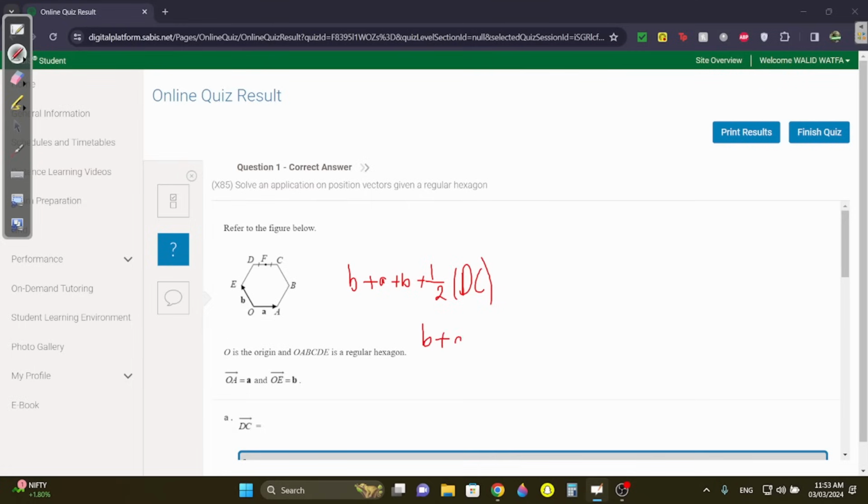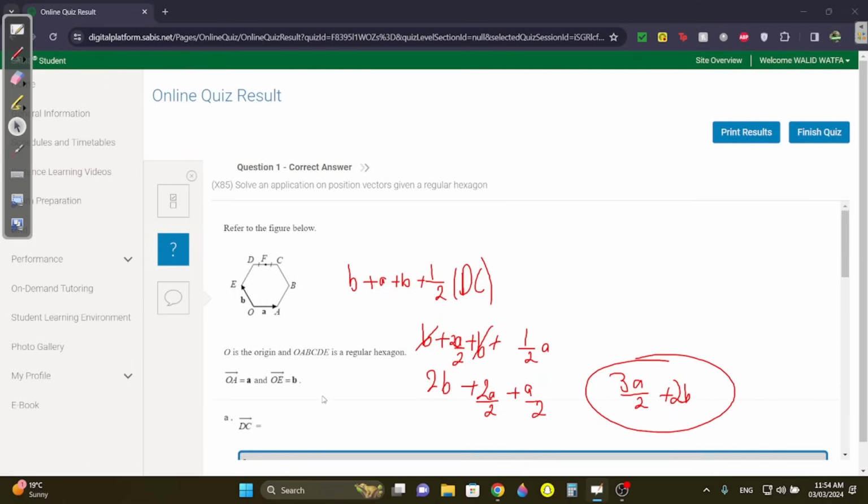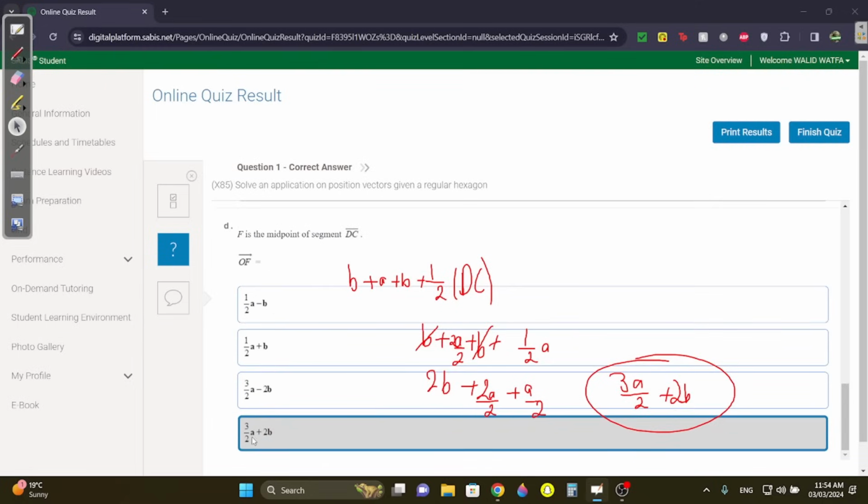B plus A plus B plus half A. Okay, how do you do this? B plus B is 2B. A and half A, you have to make a common denominator, so multiply by 2 up and down. 2A plus 1 over 2A. Let me simplify this. Let's cancel the B's. Plus 2A over 2 plus, this is just A over 2, right? 1 over 2 A is just A over 2. Okay, 2A plus A is 3A over 2 plus 2B. Okay, that's how you do it: 3 over 2 A plus 2B.